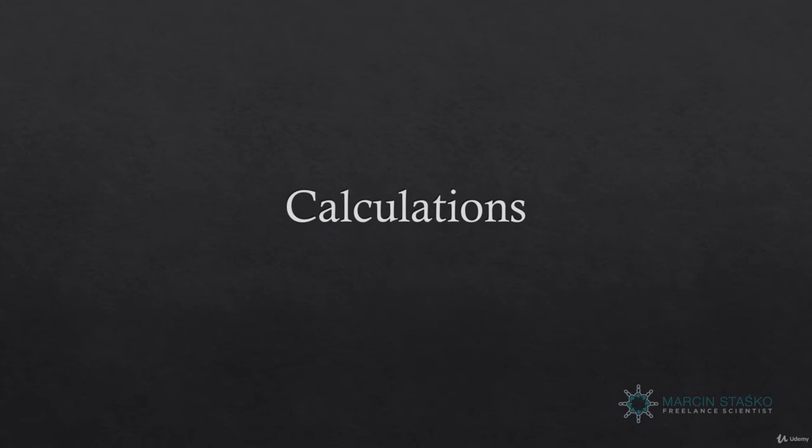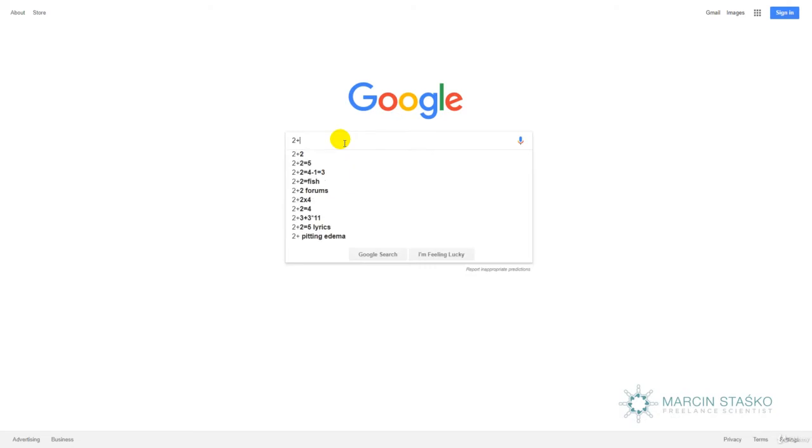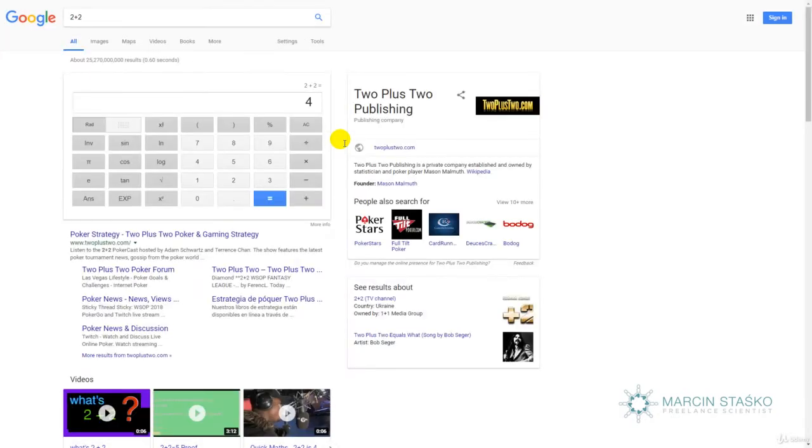Hello, at the beginning of our journey, I would like to show you the first feature of Google: calculations. How to perform simple calculations in no time using only Google. Let's go. All we need is to go to Google and type what we need to calculate. Just try, for example, a simple addition. Voila! It's 4. 2 plus 2 is 4.